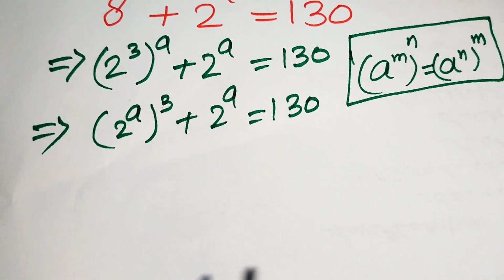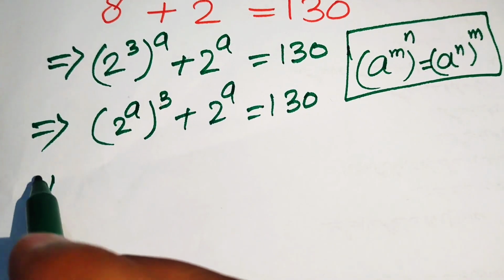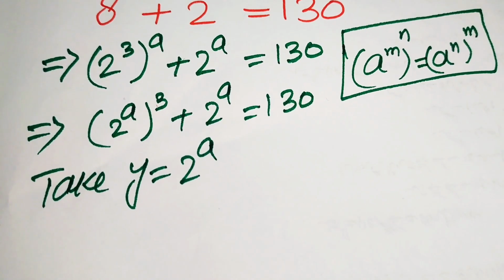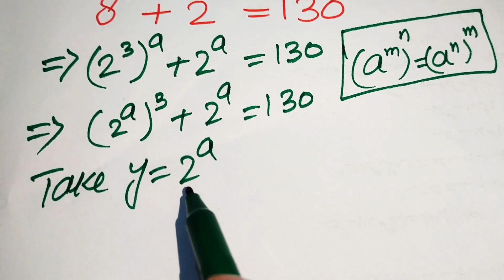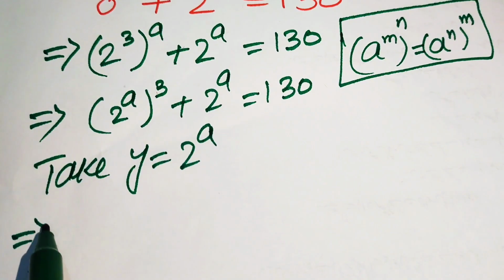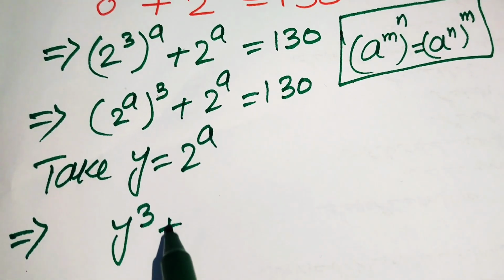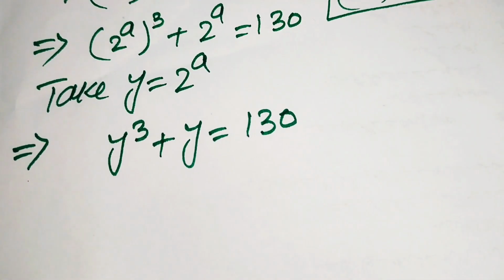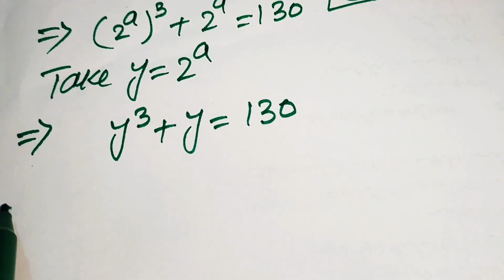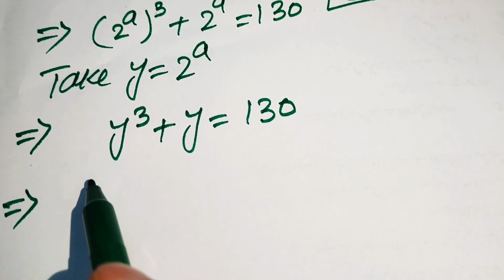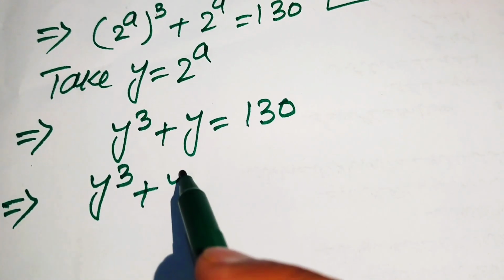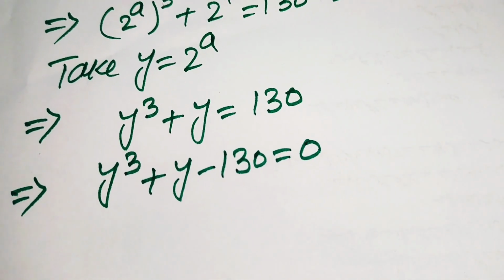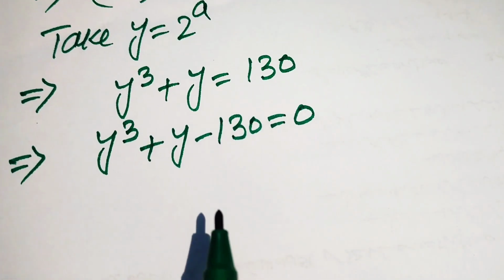And now it is time to convert this exponential equation into the cubic form, so we will just take y equals 2 to the power of a, and when we substitute y equals 2 to the power of a in the above equation, it will be written as y cubed plus y equals 130. So now this becomes a cubic form. So here we rearrange the terms and we write it as y cubed plus y minus 130 equals 0.